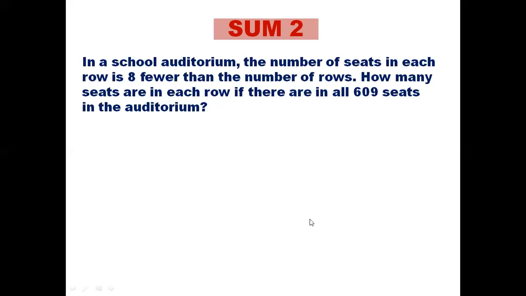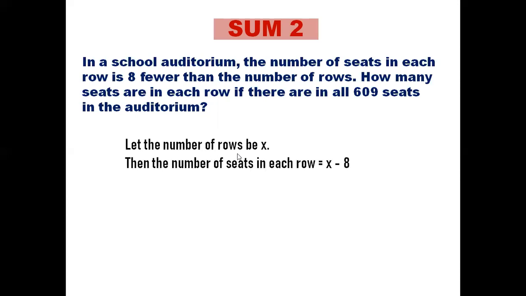Now moving to sum 2. In a school auditorium, the number of seats in each row is 8 fewer, meaning less, than the number of rows. How many seats are in each row if there are in all 609 seats in the auditorium? So let the number of rows be x. We have considered the number of rows to be x. So the number of seats is 8 less than the number of rows. So we subtract 8 from x. So we get number of seats to be x minus 8.